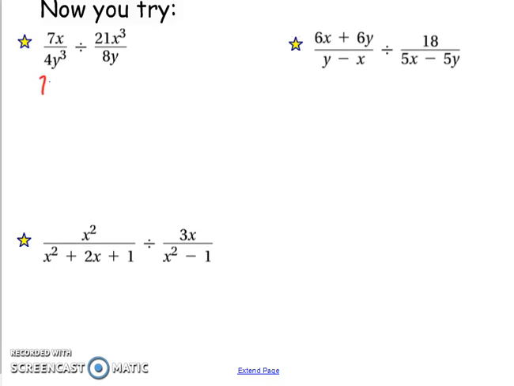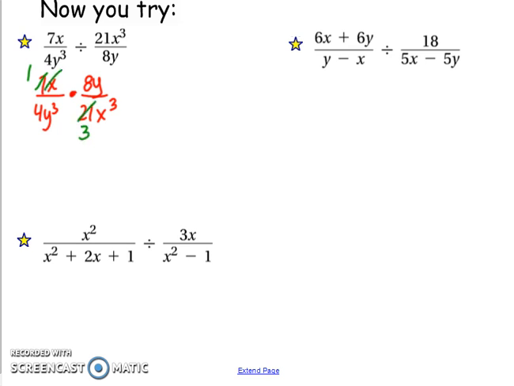So we're going to keep the 7x, we're going to keep the 4y cubed, we're going to change the sign to multiplication, and now we're going to flip the second fraction. So 8y over 21x cubed. Now we're just going to reduce. So I can cancel out this 7 becomes a 1, this 21 becomes a 3.